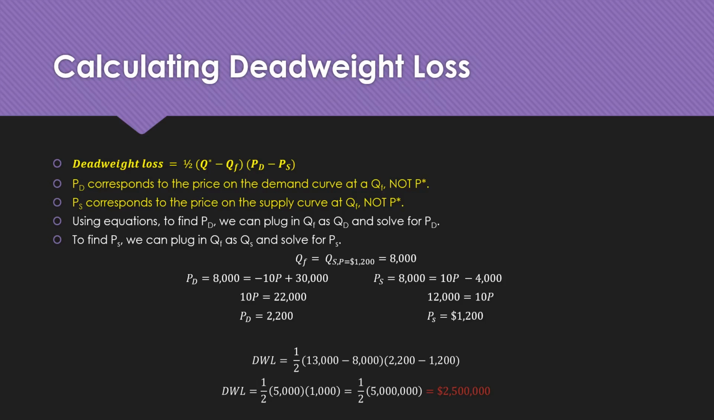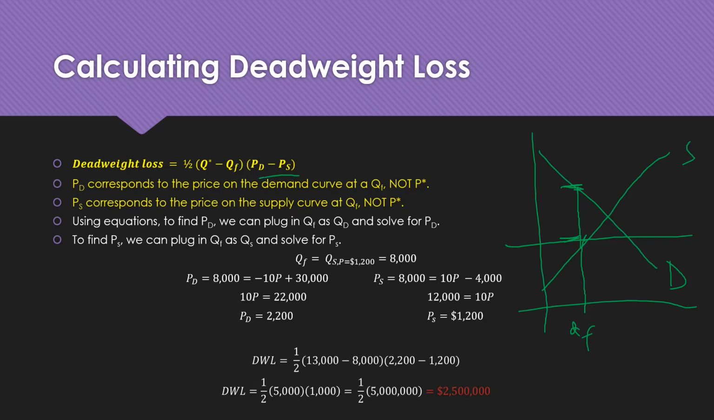PD and PS are going to be found in the graph, so let me draw you a hypothetical graph right here. We have our demand curve here, and we have our supply curve here. Basically, wherever the price ceiling intersects the supply curve, that's going to be PS in terms of a price ceiling that's failing to reach equilibrium. We know what the quantity is here, QF, but PD is going to be the price that corresponds with the demand curve at that Q point.